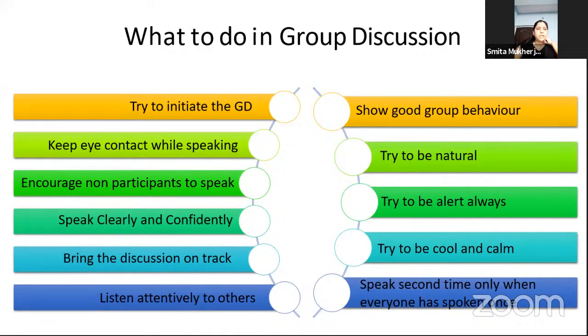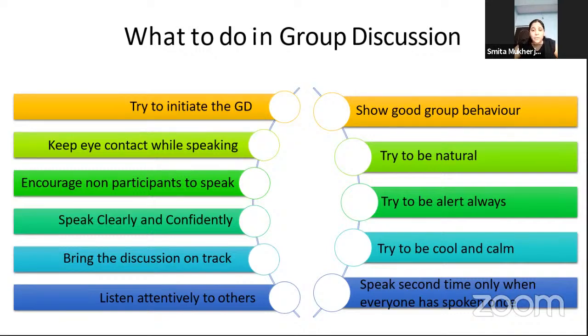So try to initiate. Always maintain eye contact with all the participants. Do not look at the selection committee. The idea is you are speaking to the group, and you are discussing with the group. So you should not look at the selection committee, you should look at the other participants of the GD, and you have to continuously make eye contact with the other participants.